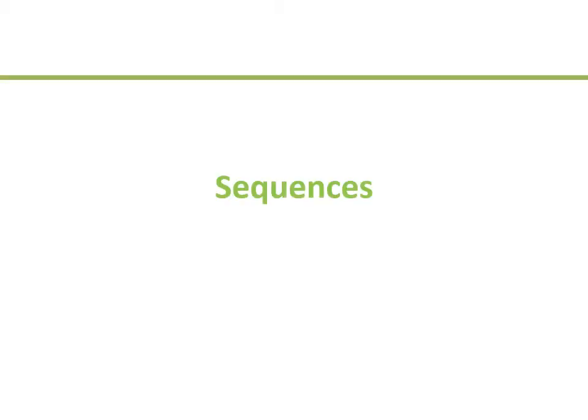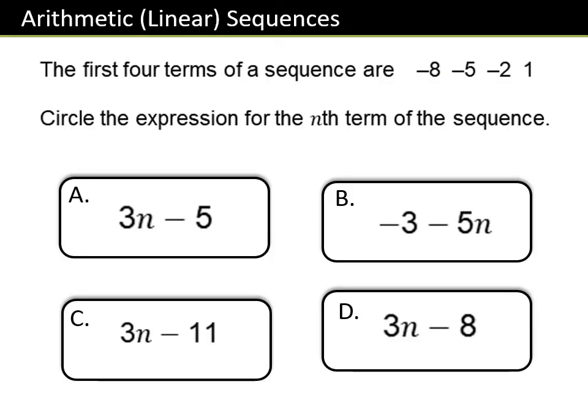So sequences, we start off with linear sequences, and just pause the video and choose which of these answers is the nth term for this sequence. And hopefully you chose C. If we look here, we are increasing by 3 each time. So from that, we can write 3n. And then when n equals 1, 3 times 1 is 3. To get from 3 down to our first term of minus 8, I'm going to have to subtract 11.